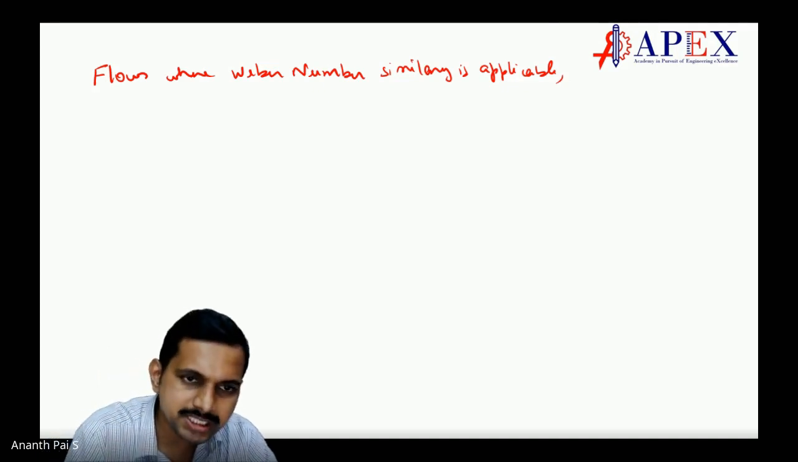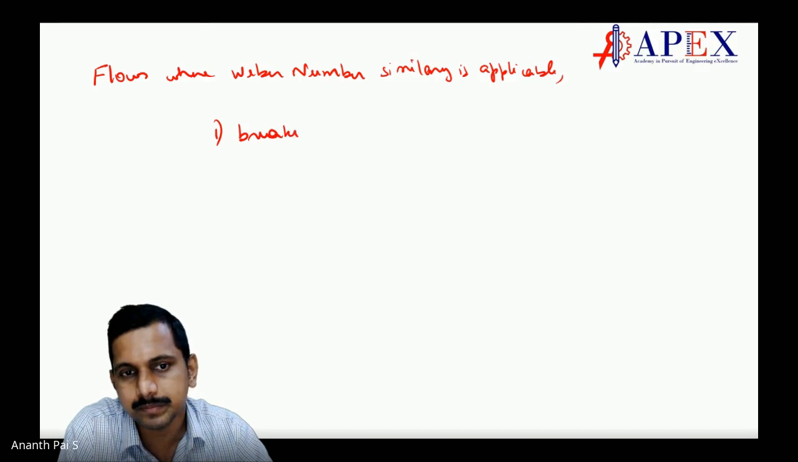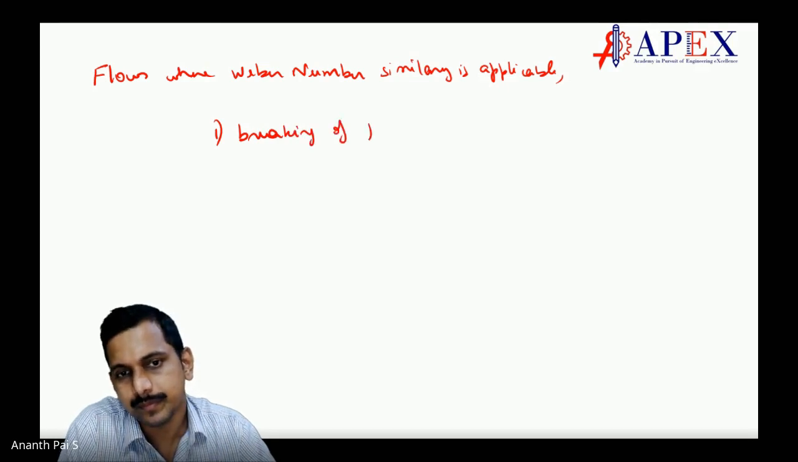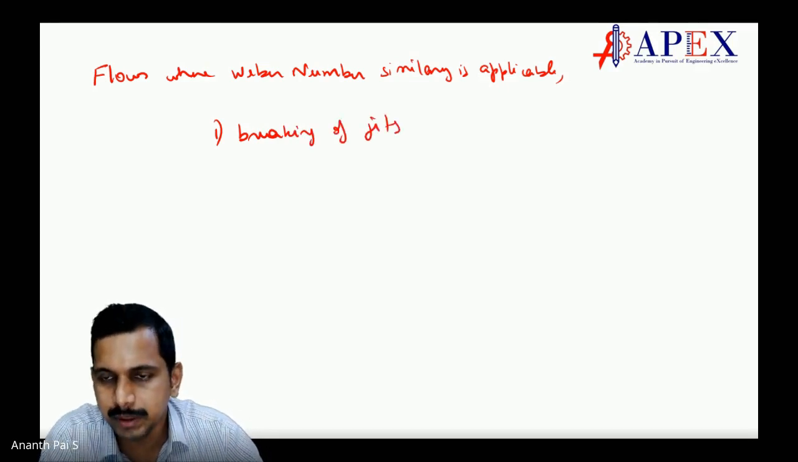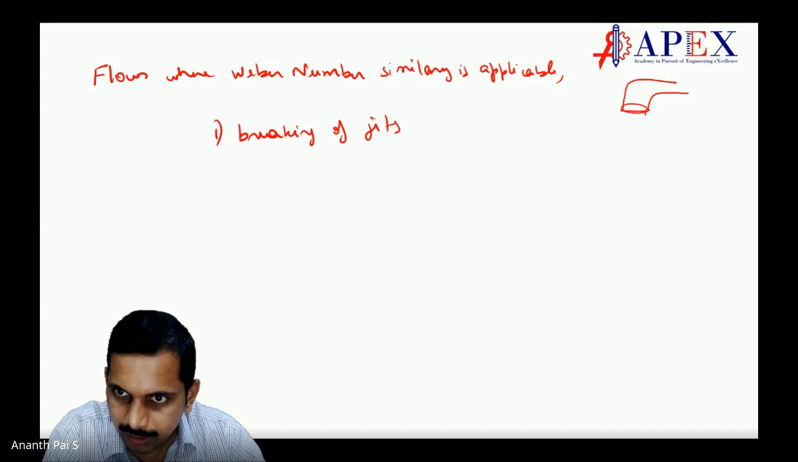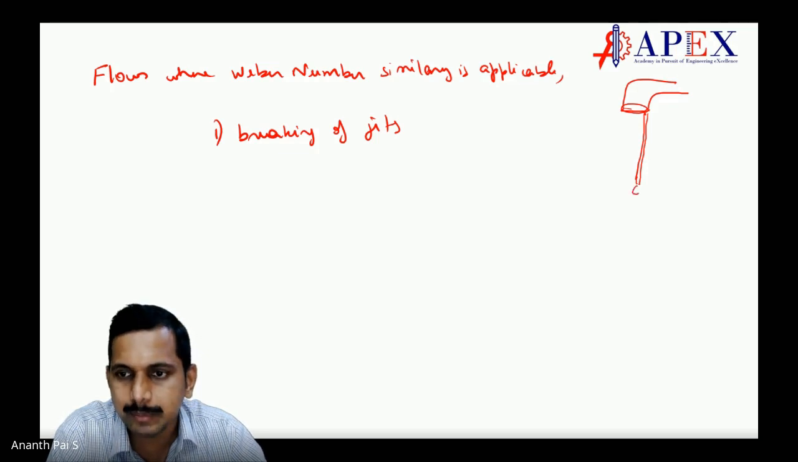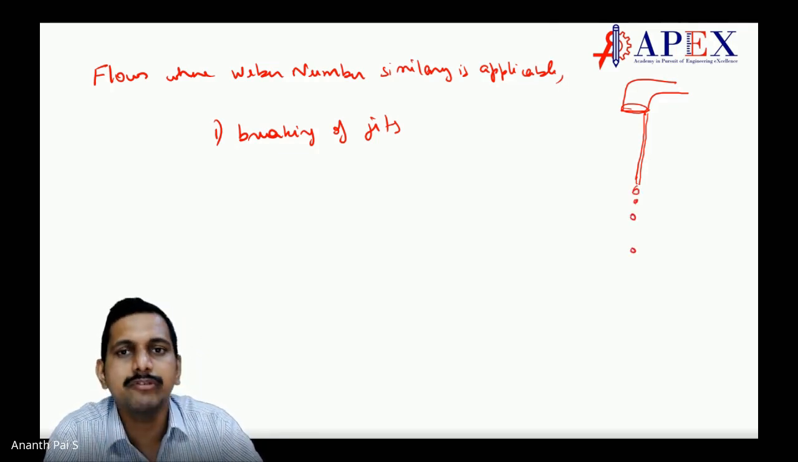The places where it is applicable, first one, breaking of jets. For example, you have a pipe flow, correct? In a pipe flow, when the water is less, you see there is a small jet which is coming from the pipe. After some time what happens, it breaks. Is it not? The jet breaks here. Here the Weber number is important.